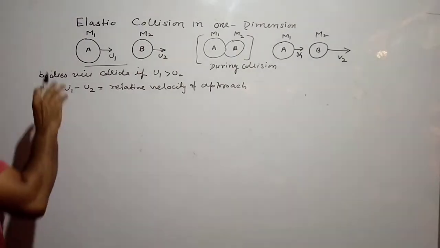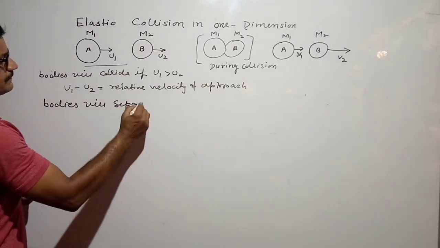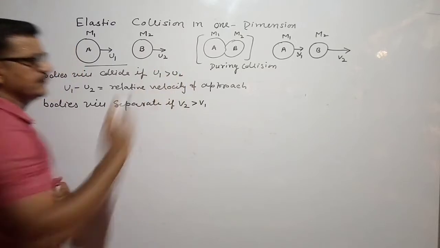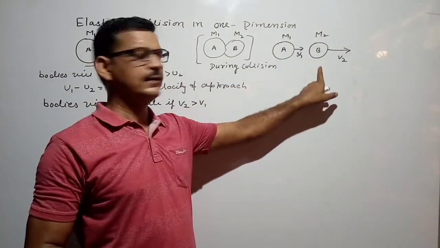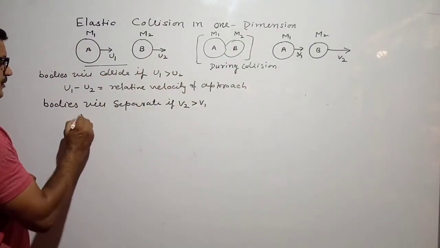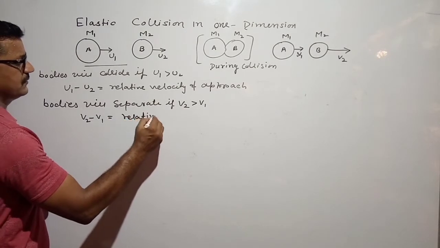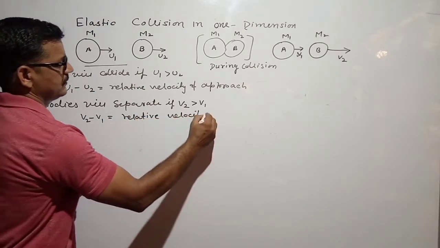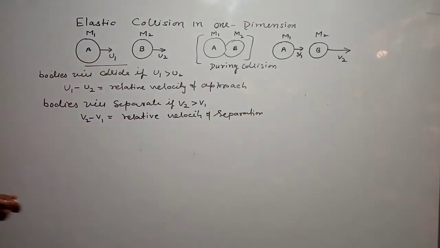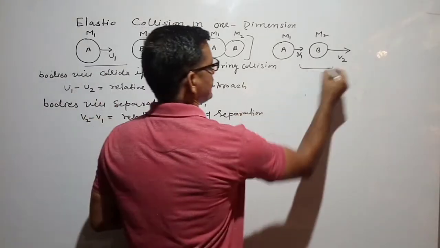So now bodies will separate if v2 is greater than v1. v2 is the final velocity of body B, and v1 the final velocity of body A. The difference of these two velocities, that is v2 minus v1, is called the relative velocity of separation. So as this is the elastic collision, right? You can say here this is after collision.